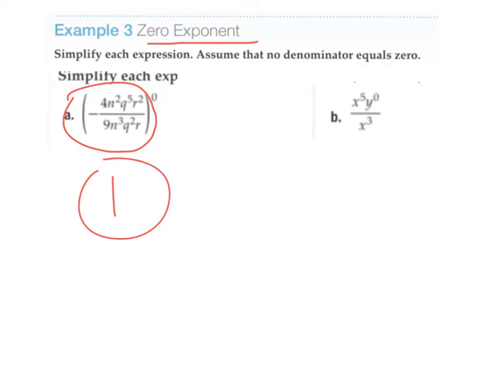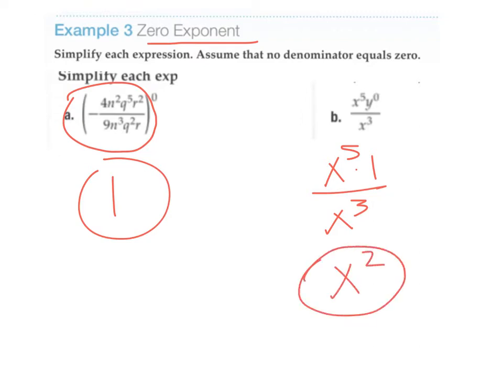Now if we go over here, the 0 is not with everything. 0 is only with the y. So the y becomes 1. So this is what we have now. That's 1. And we still have x cubed. Well, 1 doesn't change anything. So really this is just x to the 5th divided by x cubed. So we subtract the exponents. So we end up with x squared.